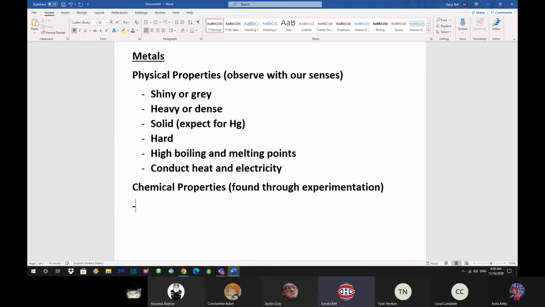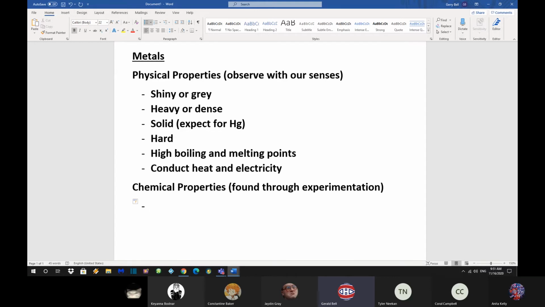So there's a couple of typical experiments that we can do with metals. So we ask ourselves, do they react with water? And yeah, they actually do. They can react a couple of different ways. Believe it or not, some metals will start to form hydrogen gas. They'll actually explode. I do have a nice little video on that.